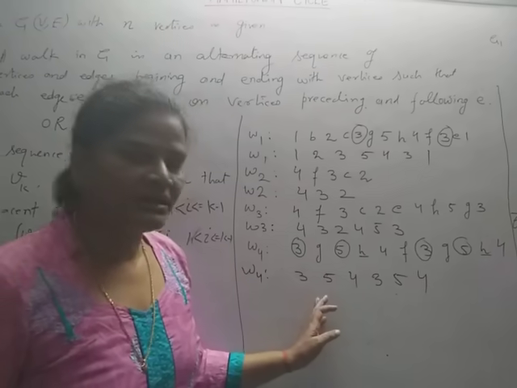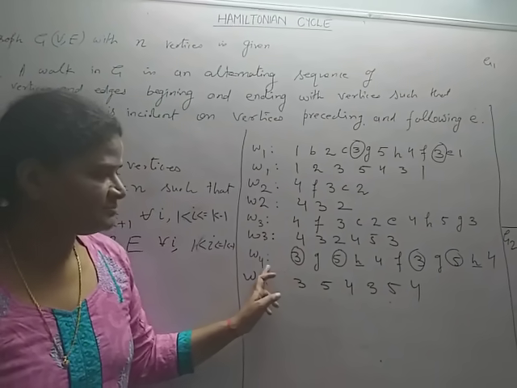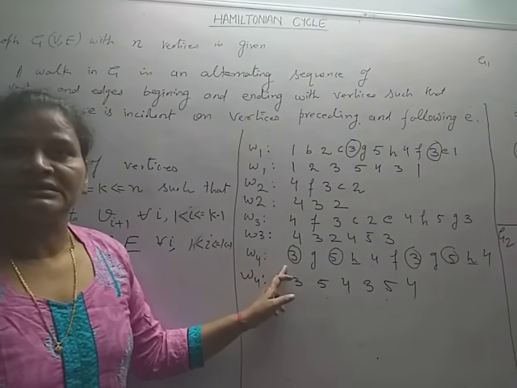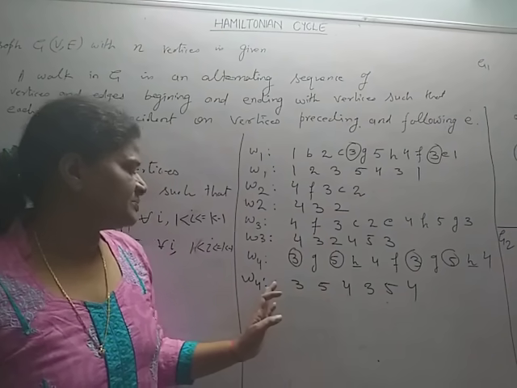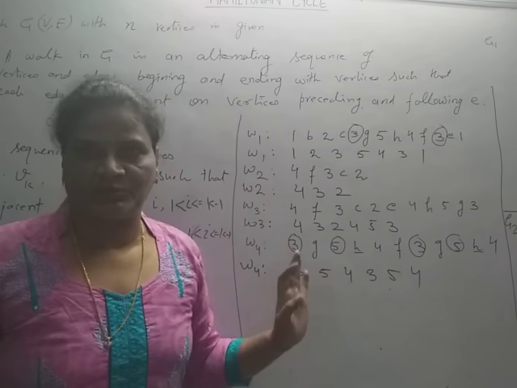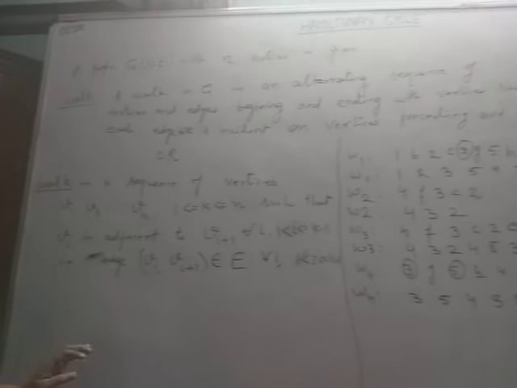So here, if you consider this representation where you represent a walk as an alternating sequence of vertices and edges, then edges can be repeated and vertices can be repeated. This is the definition of a walk or simple walk. Now the next is what?